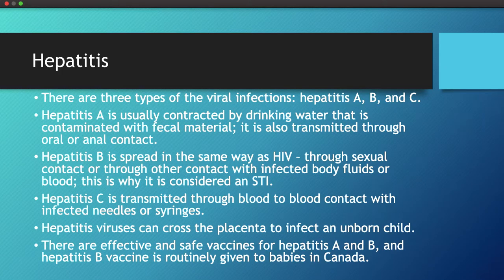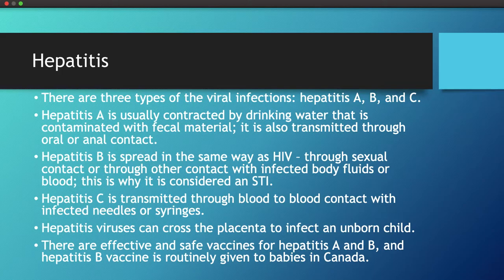Hepatitis B is spread in the same way as HIV, so through sexual contact or through other things that are in contact with infected bodily fluids or blood. And this is why it's considered an STI. Hepatitis B you can get through sexual intercourse, but also through any sort of mixture of bodily fluids and blood. So that could be one that you get through sharing needles, because of that blood-to-blood contact. And then hepatitis C is transmitted through blood-to-blood contact as well, through infected needles or syringes.